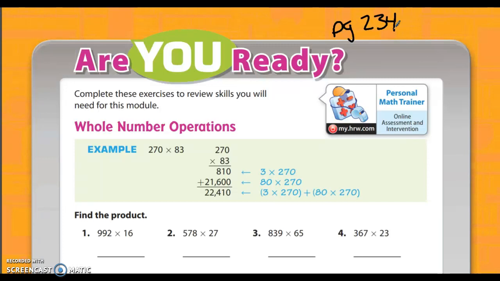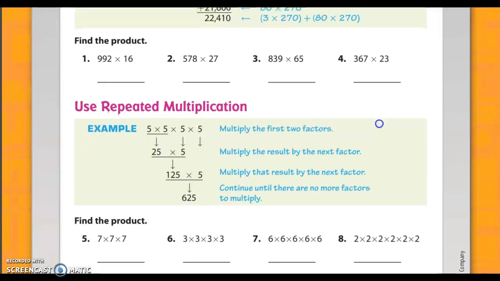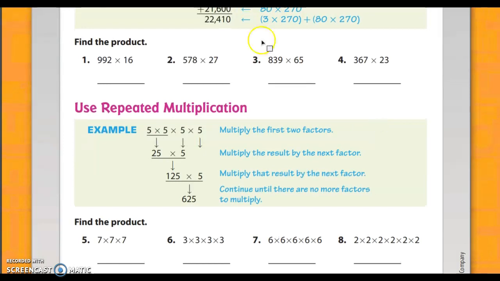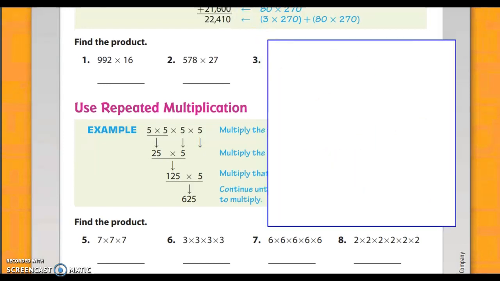I'm not going to go through every problem with you. I'm just going to have you go through them and check your answers. I'll go through a couple though. So let's check out number 1. It says find the product. That means to multiply. So I'm going to grab a whiteboard here.